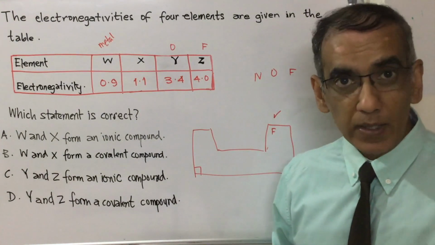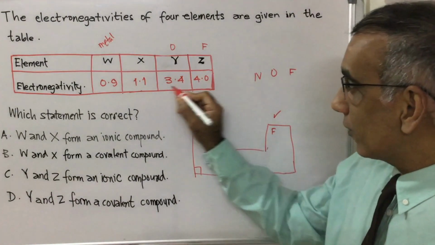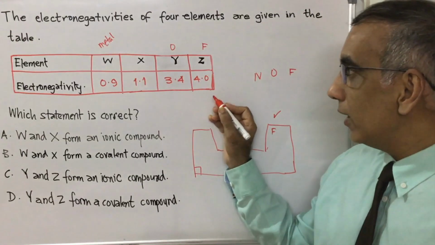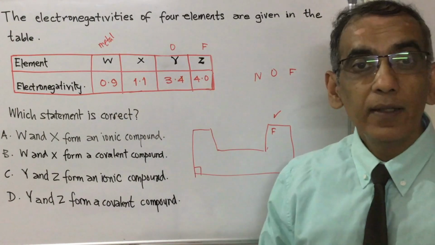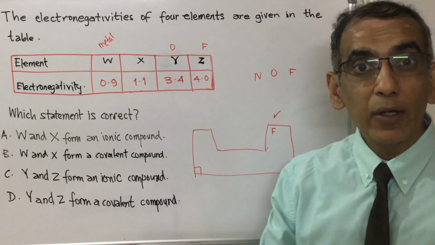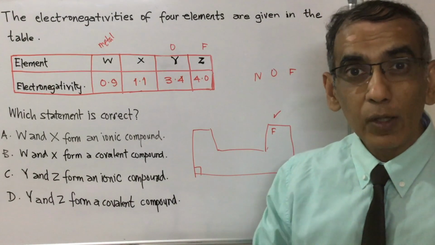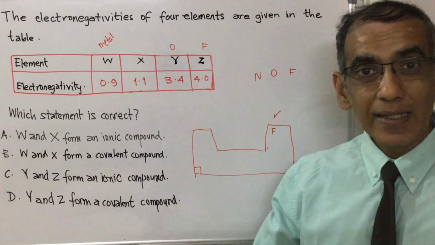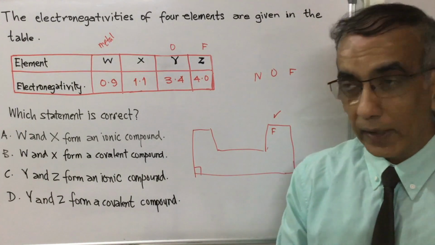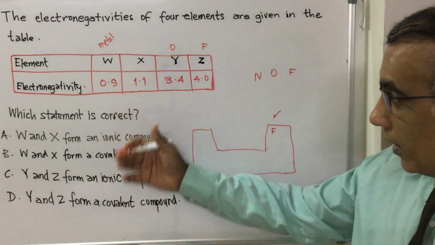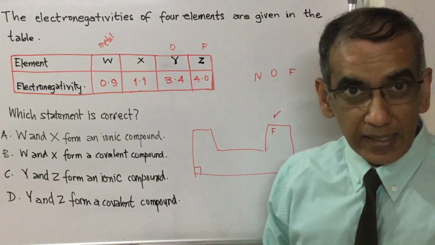A rule of thumb is that if the difference in electronegativity between two species is greater than 2, then they could possibly engage in ionic bonding, which is gain and loss of electrons. If it's less than 2, then they are likely to engage in covalent bonding. So this question is based on that understanding.